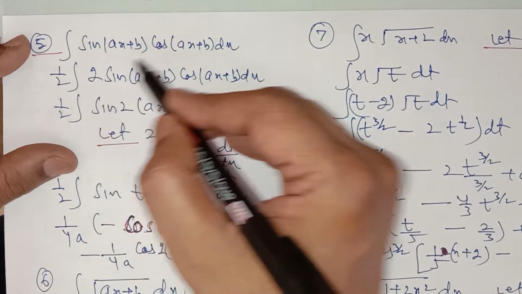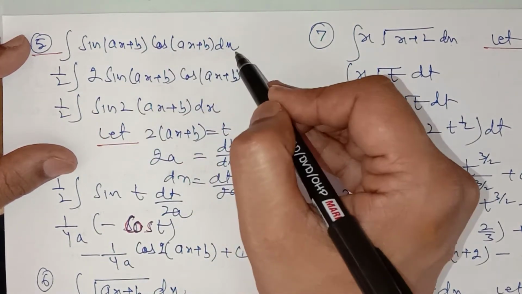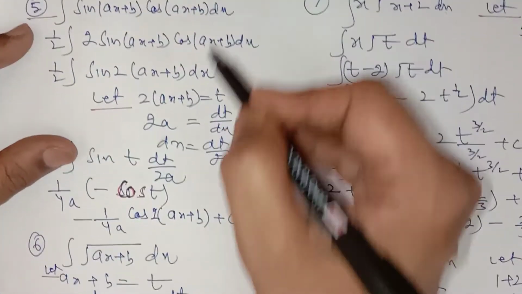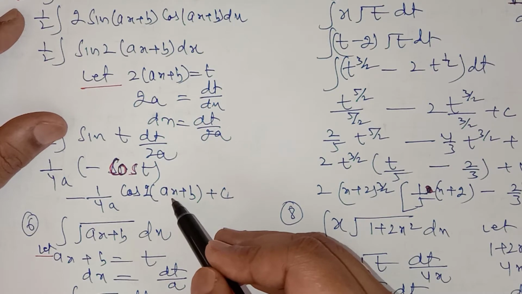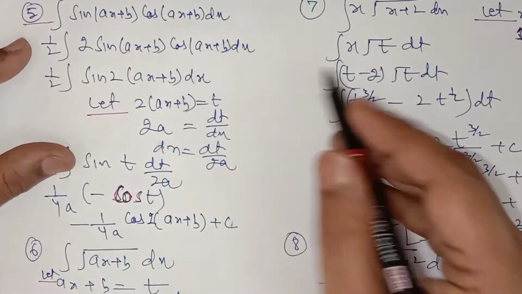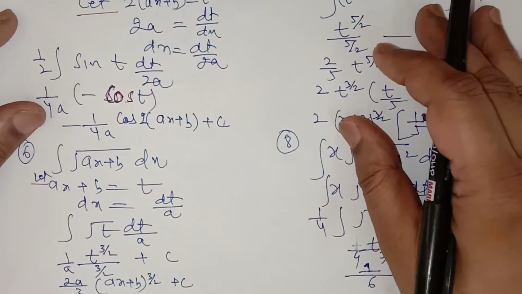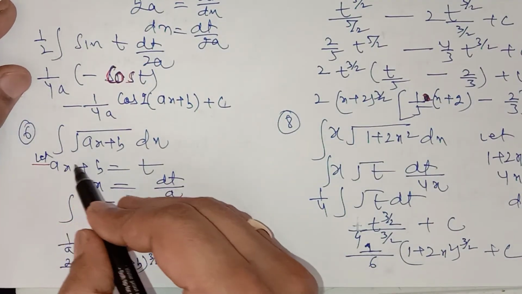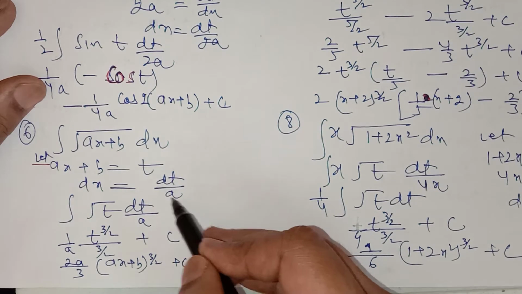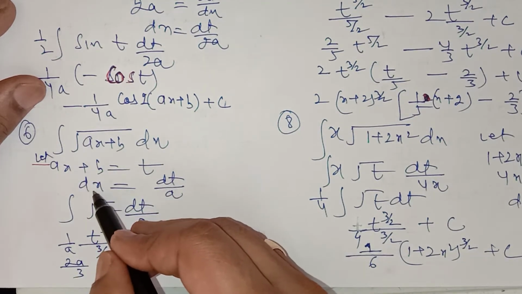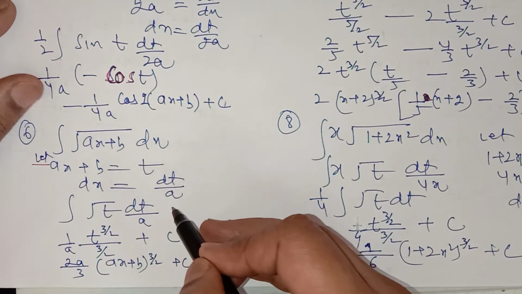In the third method you can let cos ax plus b is equal to t. The answer will vary, because in trigonometric integration the answer can vary. Okay, so you can do it in 3 ways. Now in question number 6, under root ax plus b, you can let ax plus b is equal to t. So dt upon dx will be equal to a, replace, and the dx will become dt upon a.